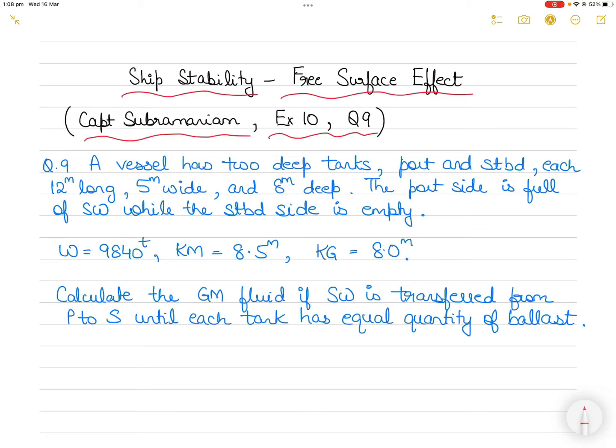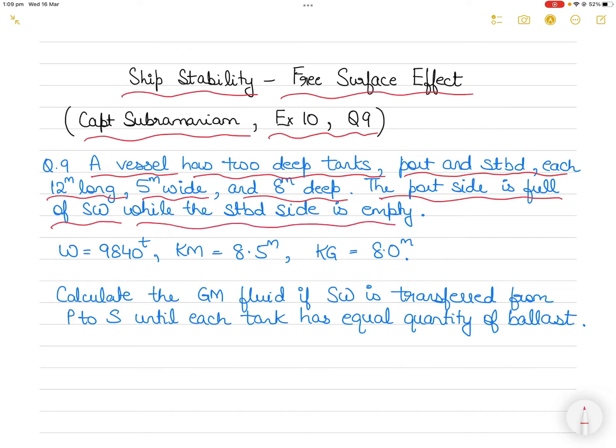The question says there is a vessel which has two deep tanks, port and starboard. Each tank is 12 meters long, 5 meters wide and 8 meters deep. The port side tank is full of seawater, while the starboard side is empty. The displacement is given as 9840 tons, KM 8.5 and KG 8 meters.